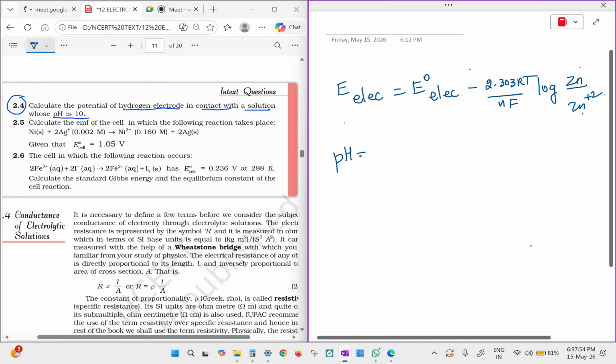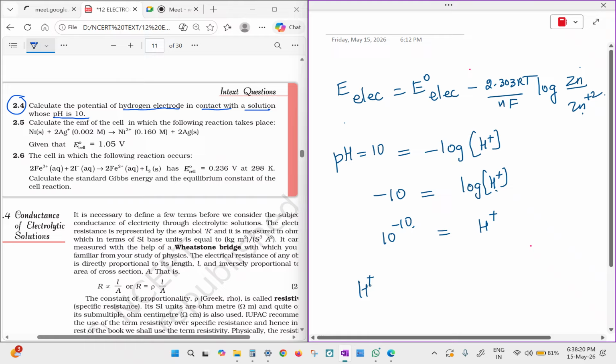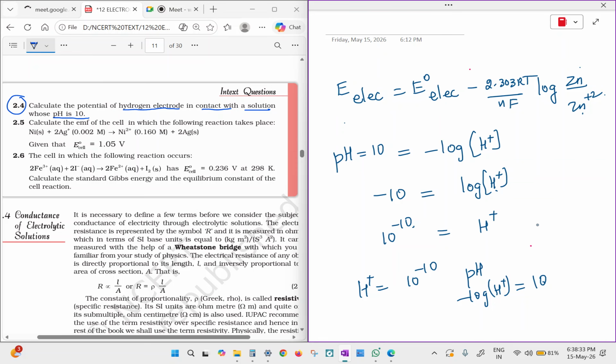So supposing the pH is 10, that means negative log of hydrogen ion concentration is 10. Or we can put it as minus 10 is equal to log of H plus. What will be the H plus ion concentration? Can we put it as 10 to the power minus 10? Only if the H plus ion concentration were 10 to the power minus 10, the pH, which is negative log of H plus, will become 10. Here log is log to the base 10, right?